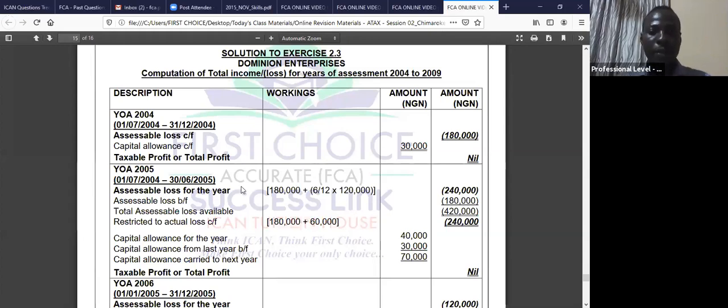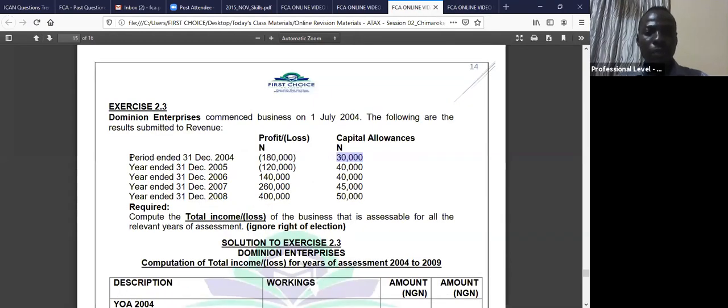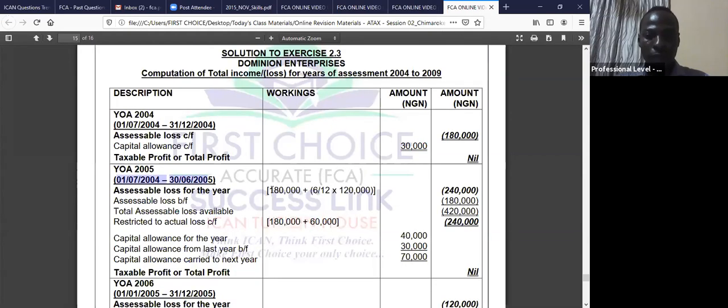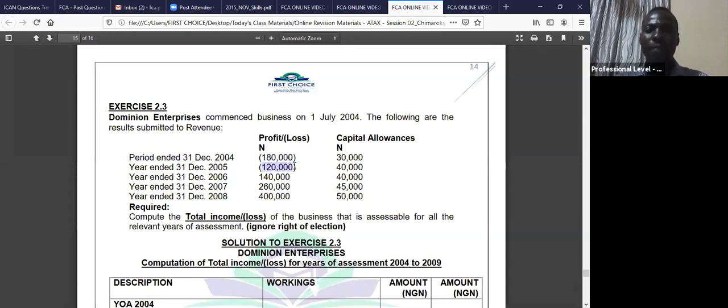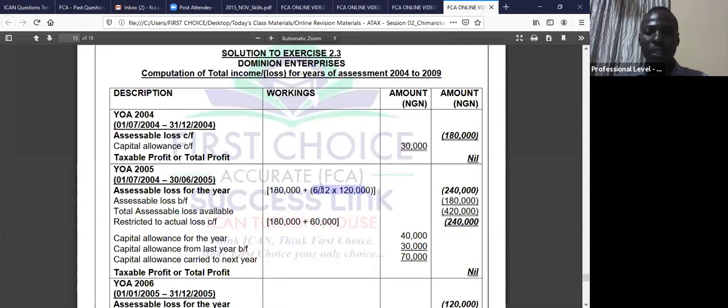Now, for the second year, we are looking at the same period of 12 months. So what we do now is this. Since it is taken from this same period, 12 months, and here is only 6 months, we are going to bring these 6 months, which is this. I've brought the 6 months. Then we are going to take 6 months out of here. So 6 months out of this will give me 60,000. 60,000 plus 180 will give me 240,000. And that's a loss, right?